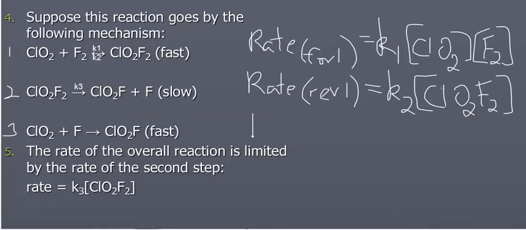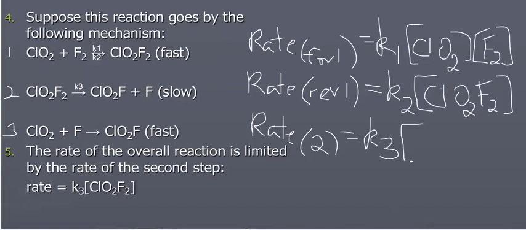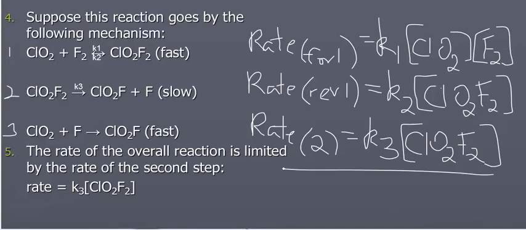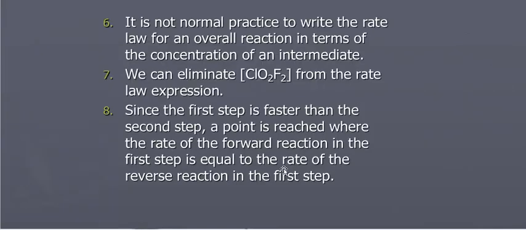And then we know k3, so we could write the rate for the second step using k3 and plugging in the reactant in the second step, which would be ClO2F2. Now, the rate of the overall reaction is limited by the rate of the second step, because that is the slow step, I'm told, in the mechanism. Well, ClO2F2 is an intermediate, and it's not normal practice to write the rate law for an overall reaction in terms of an intermediate. So we need to eliminate the intermediate from the rate law expression.